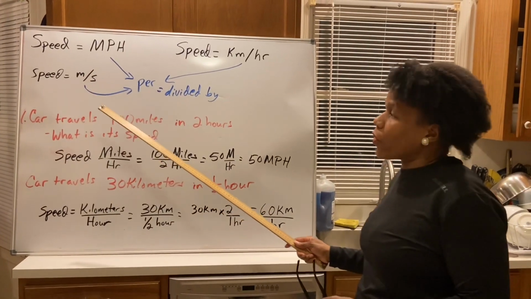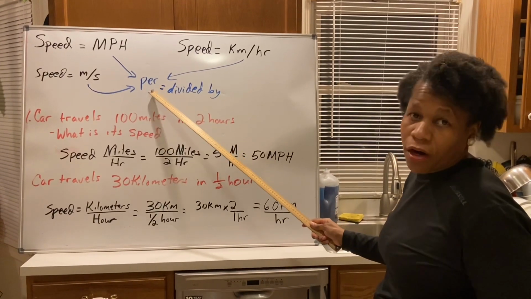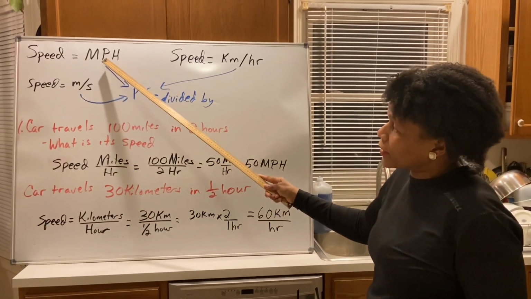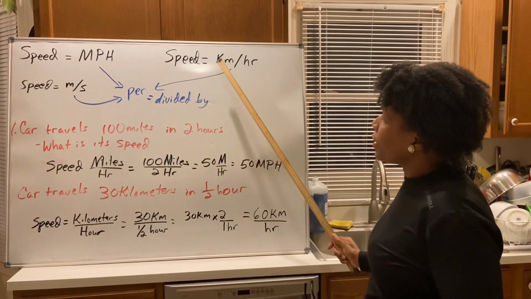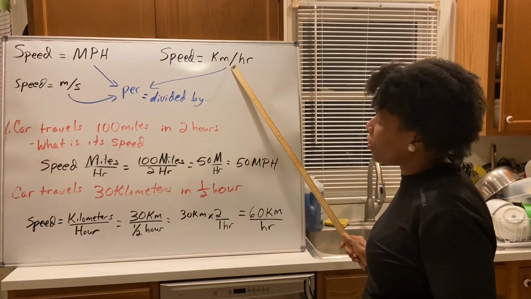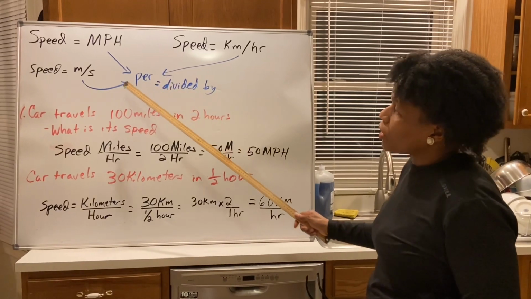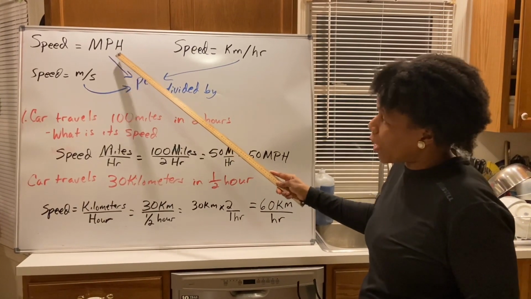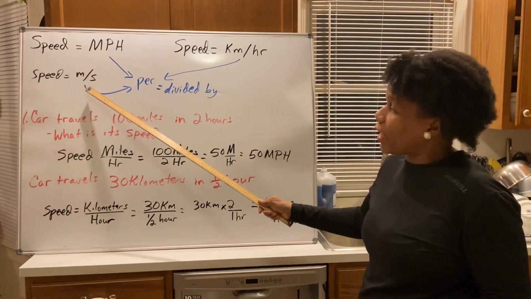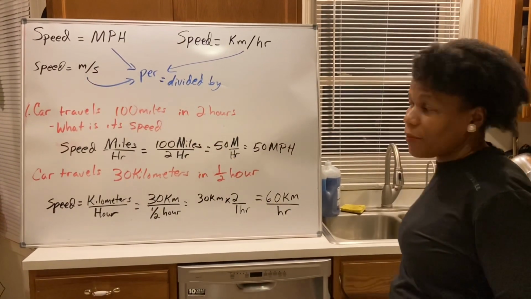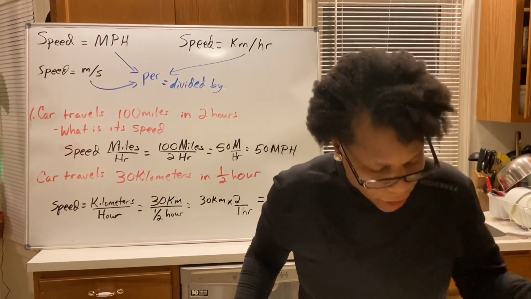Okay, so I want you to understand that you see I have the word per here, P-E-R. This P means per, which also means divided by. So you can see that we actually have a division sign there, right? The line there means divided by, means per. So this is read miles per hour. This is read kilometers per hour. And this is read meters per second, okay? So today we're going to talk about how to calculate speed.